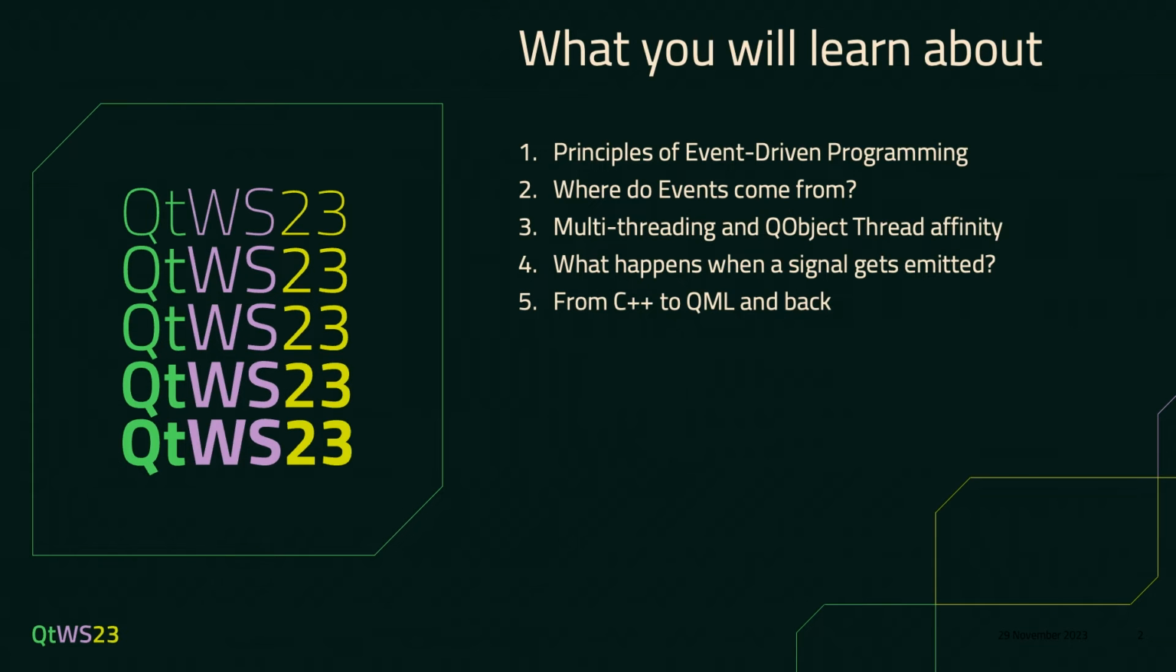So what we are going to focus on today is a couple of principles of event-driven programming. Where do these events come from? We look a little bit at multi-threading and QObject's thread affinity. And then when Fabian takes over, we are going to learn more about what happens when a signal gets emitted, and especially on the QML and Qt Quick side, where the boundary is between C++ and the QML engine, and then also how we get back from there.